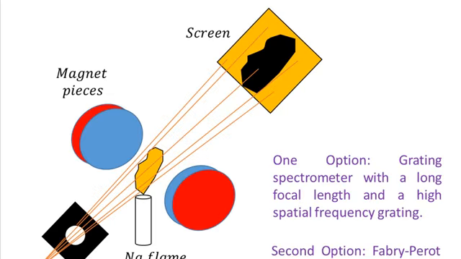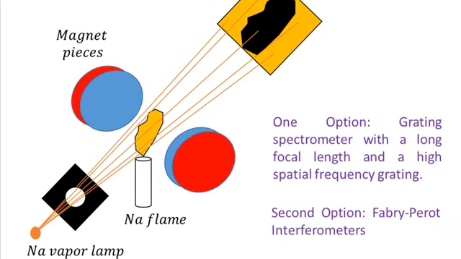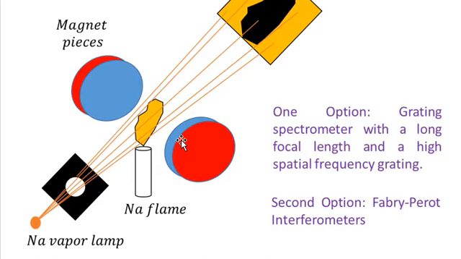Now you see that if we switch on the magnetic field using these two magnet pieces, what will happen? These magnet pieces will apply a constant magnetic field to the sodium atoms in the flame. And then what will happen? The energy levels are shifted. That is, the energy levels in the sodium atoms of the sodium flame are shifted. The energy levels are changed by the application of the magnetic field.